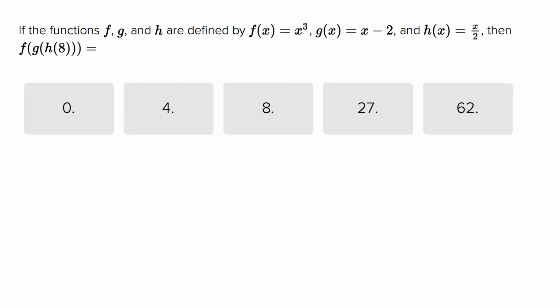This is the real Tom Rose, and this is a heavy, hardcore functions question where they have defined three functions, f, g, and h. And those definitions are here: x cubed, x minus 2, and x over 2. Then what they say is, give me the answer of f of g of h. So this is a function inside a function inside a function. This is the turducken of functions.